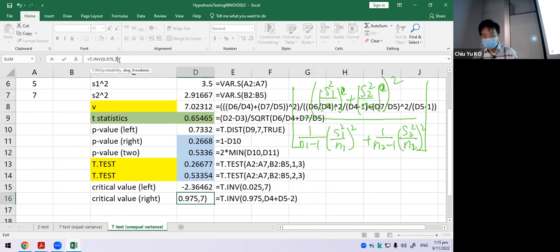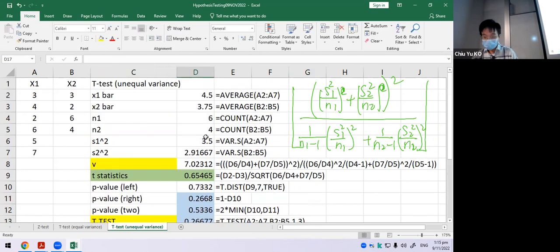Okay, so I guess I will end here. We'll talk about the F-test and the remaining Excel, but by now I think you already know how to handle your assignment already.